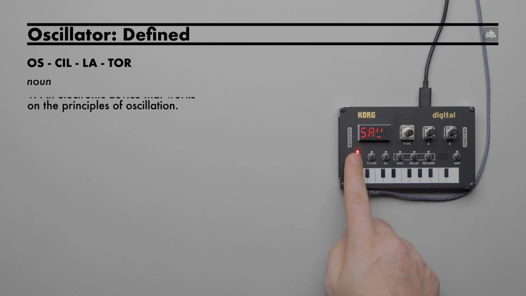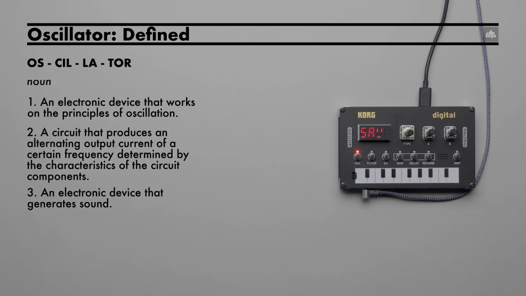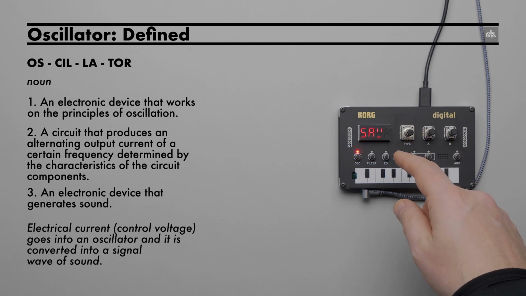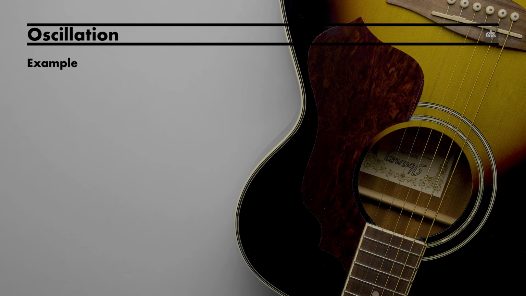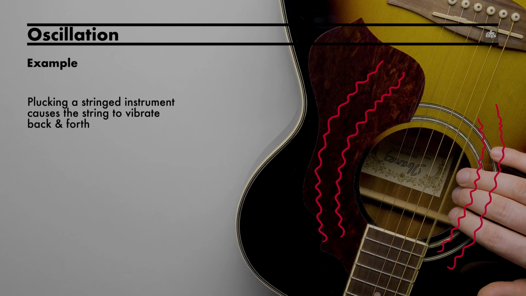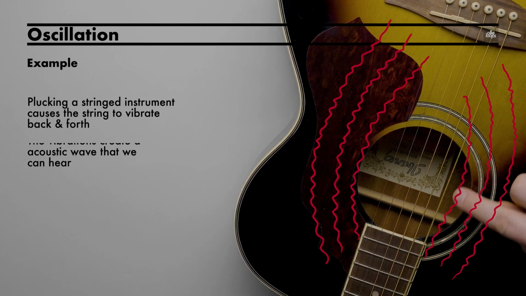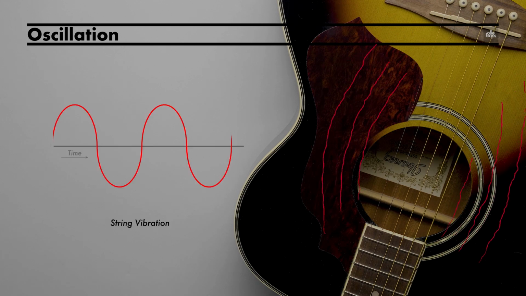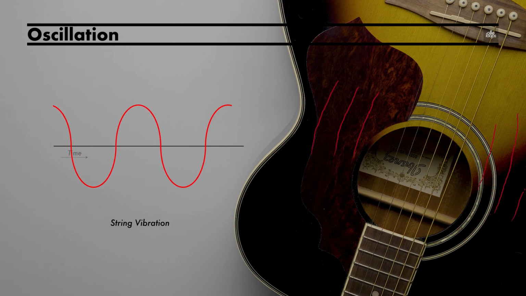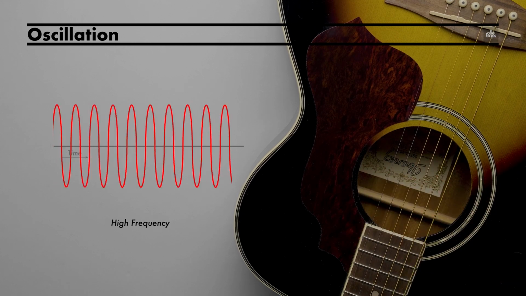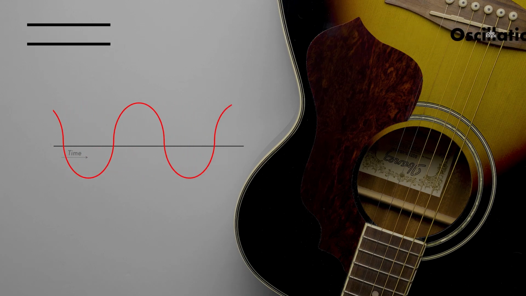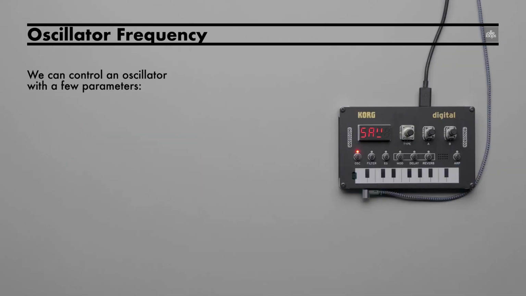An oscillator is an electronic device that generates sound. Electrical current goes into an oscillator and is converted into a signal of sound. Think of a guitar string. When it's plucked, the string vibrates and it generates sound. A sound wave is emitted from the instrument into the air and we can hear it. Each time a string vibrates back and forth, that is a cycle or a wave. The speed at which it vibrates is its frequency. This is oscillation. Oscillators can be controlled by various parameters, including frequency and waveform.